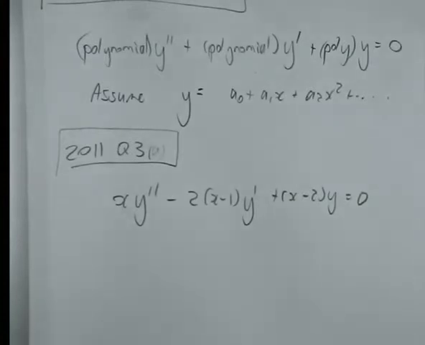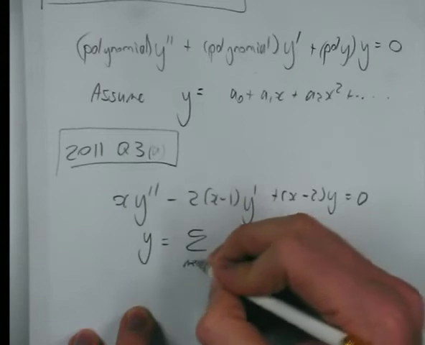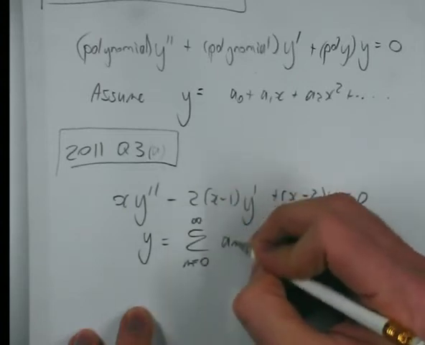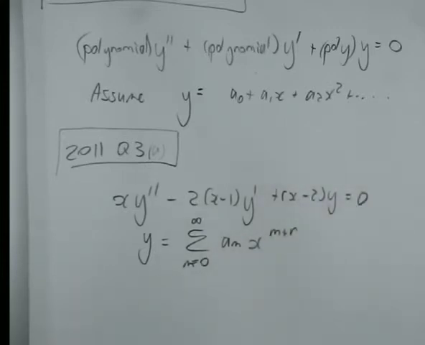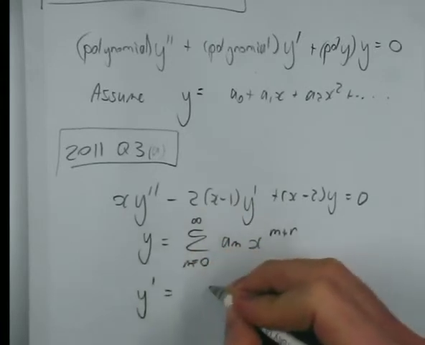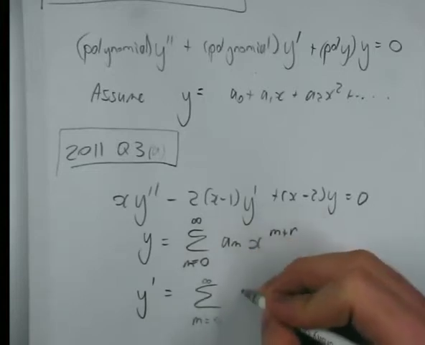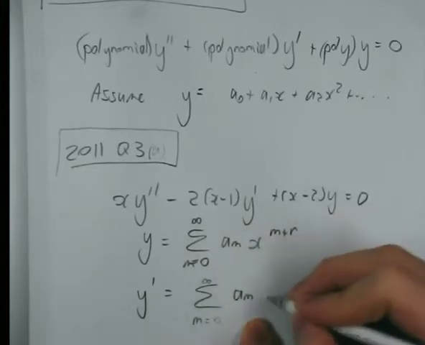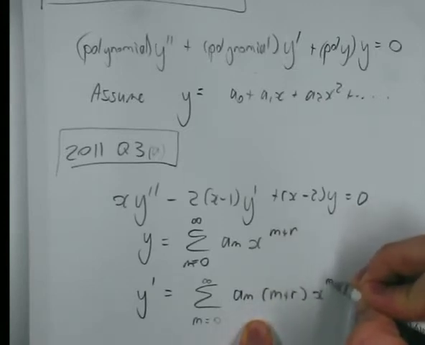And we've been told that y is the sum from m equals 0 to infinity of a_m x to the m plus r, for some r which we do not yet know. And then it says write down expressions for y dashed and y double dashed. Okay. So the a_m is a constant, so it'll stay there, multiplied by the current power, and the power will go down by 1.